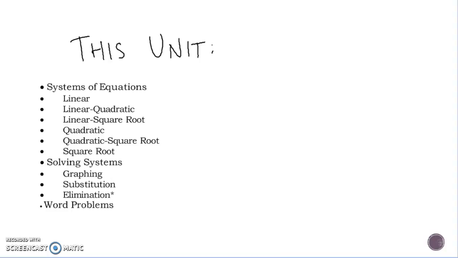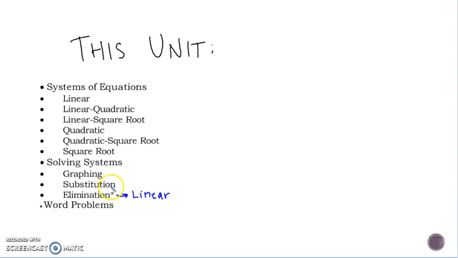intersect. So we looked at linear equations where we had two lines, linear and quadratic, a line and a parabola, a linear and a square root, a line and the swimmer's arm, quadratic and quadratic, quadratic square root, and two square roots. Right? Then we solved them by graphing, substitution, or elimination. But remember, elimination only works with linear. Okay? And it can be a very simple method to use, but it can only be done if you have two lines, two linear equations.